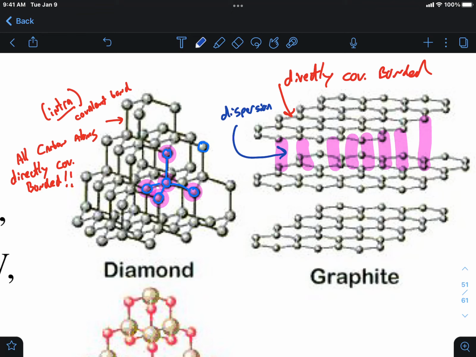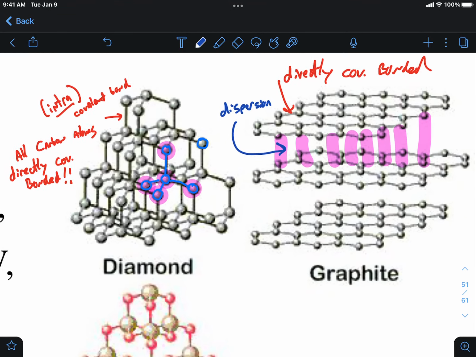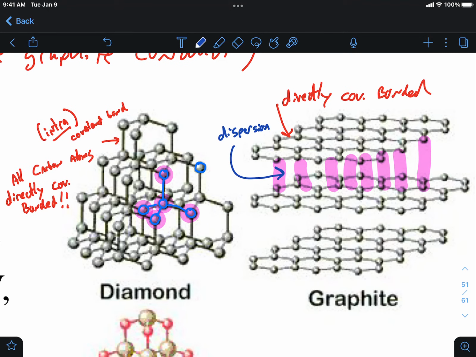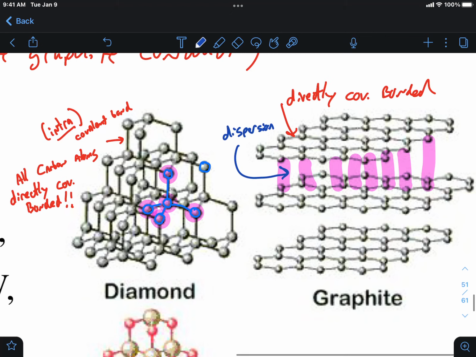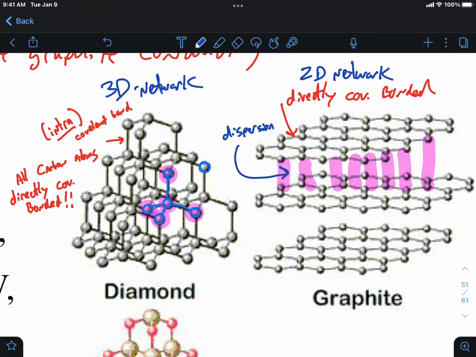Okay, so what is the difference then? Why is diamond the hardest substance on Earth, but why is graphite not hard at all? It's because of this difference. This network in diamond is what's called a 3D network, whereas the network in graphite is a 2D network. And that makes all the difference.